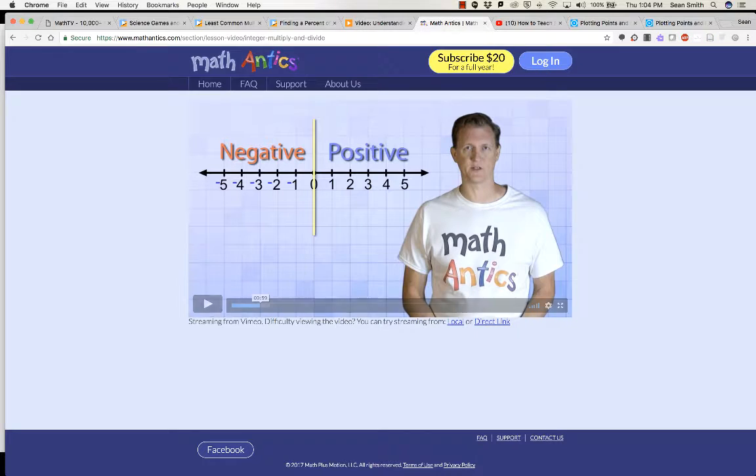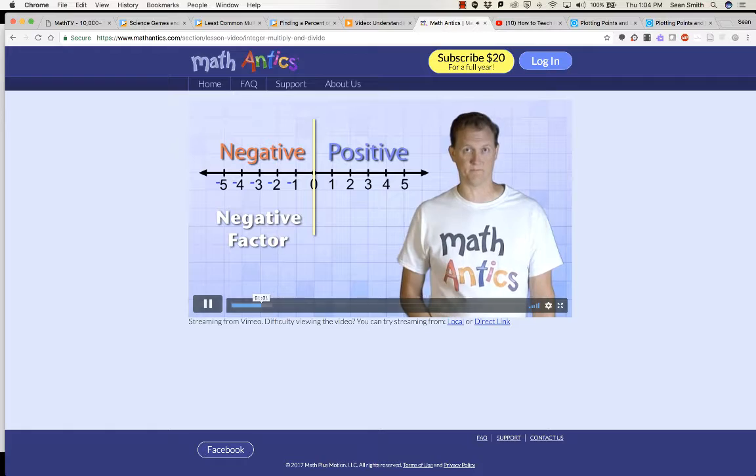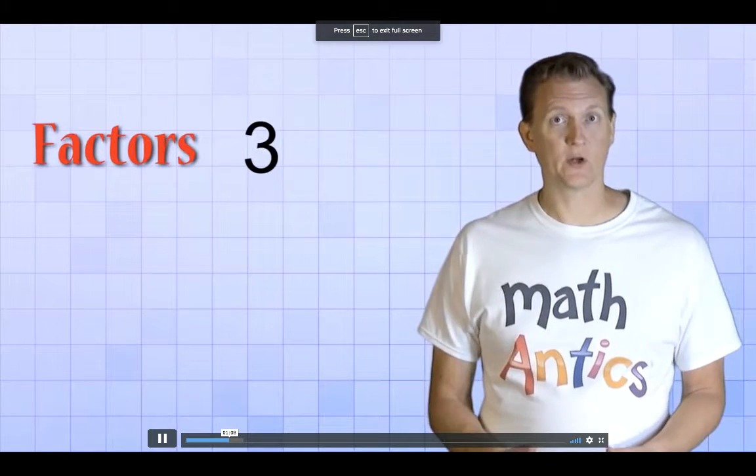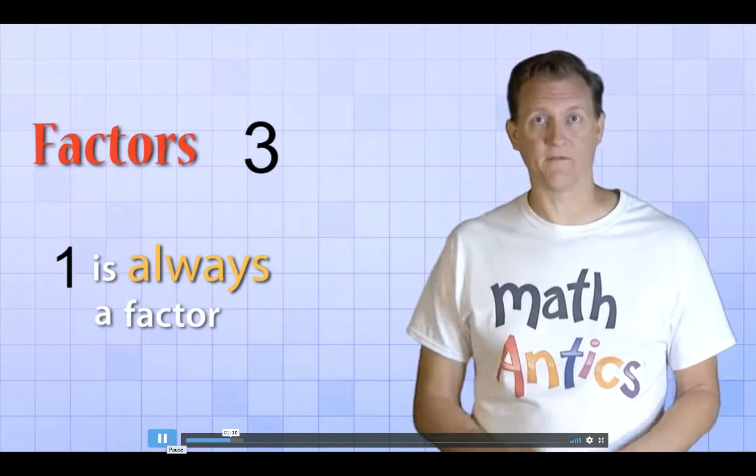Now back over to Math Antics. Math Antics, here's one on negative and positive numbers. Here we go. But they have a negative factor built into them. For example, think about the number 3 for a minute. Do you remember when we learned about factors? We learned that 1 is always a factor of any number.